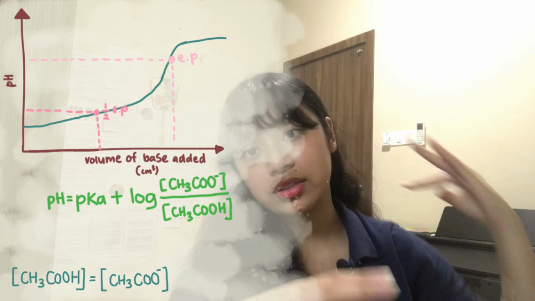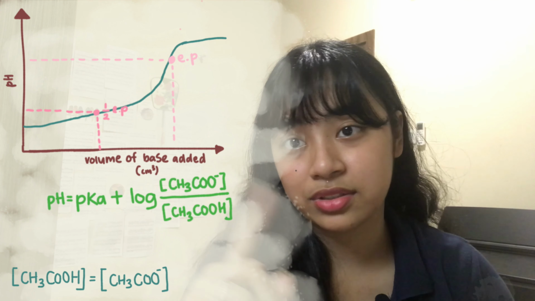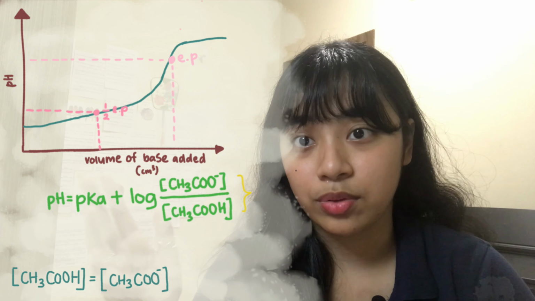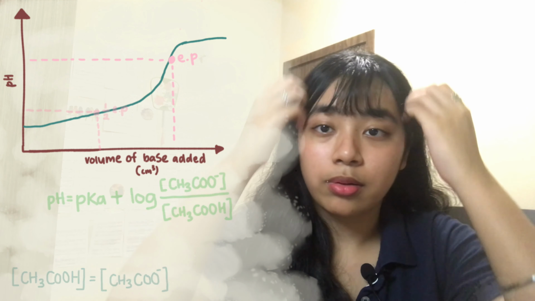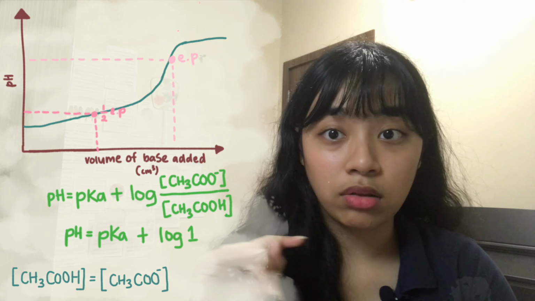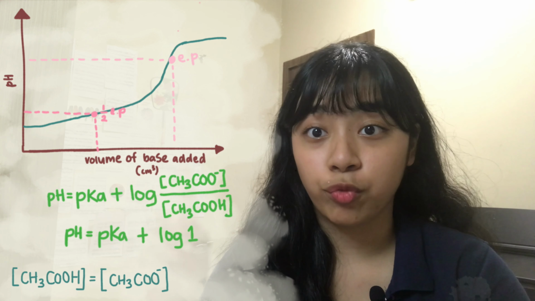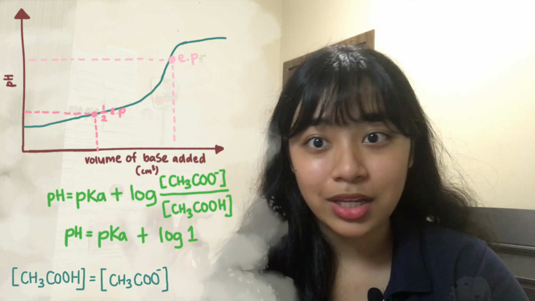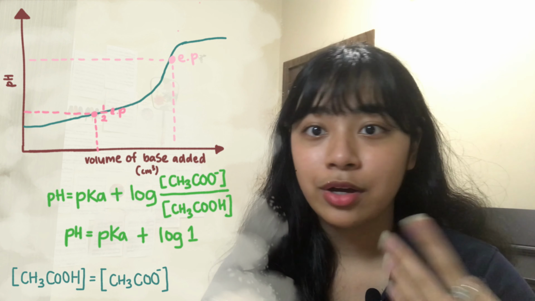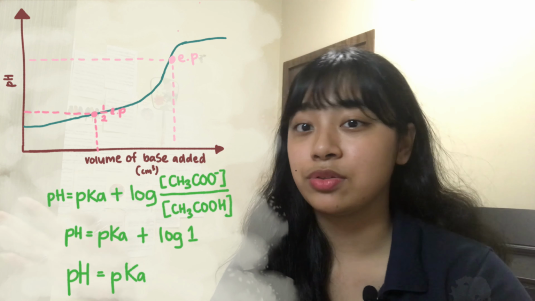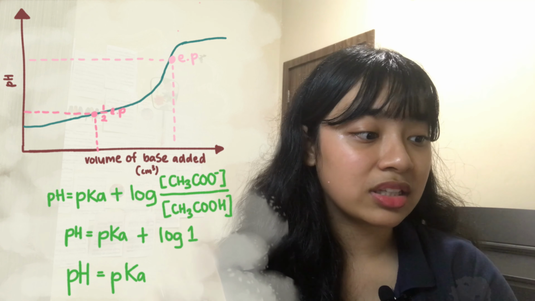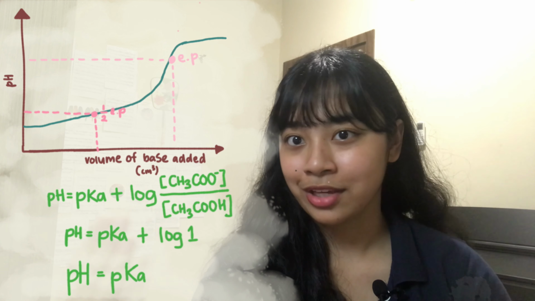And one thing we notice is that because the concentrations are the same, the fraction of salt over acid becomes 1. And with maths, we know that log of 1 is 0. So that spices up the equation, making the pH equal to the pKa. And this simplifies a lot of things.